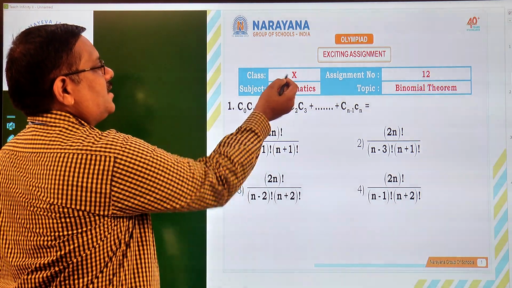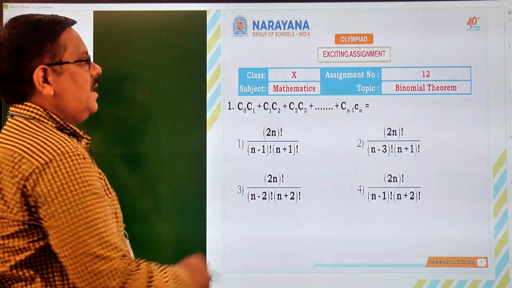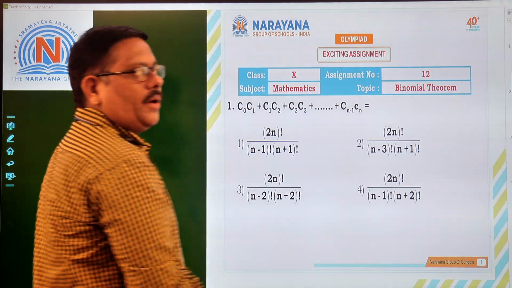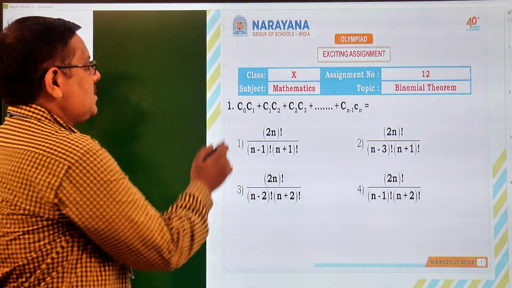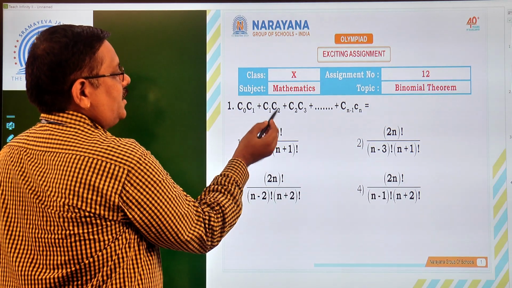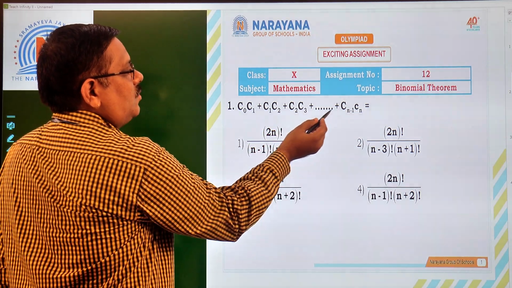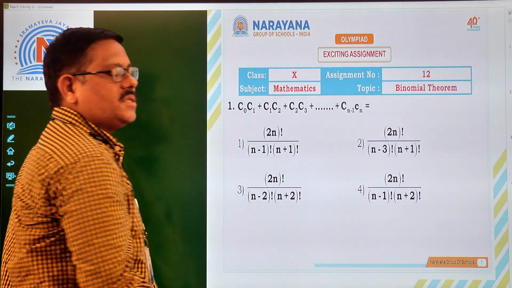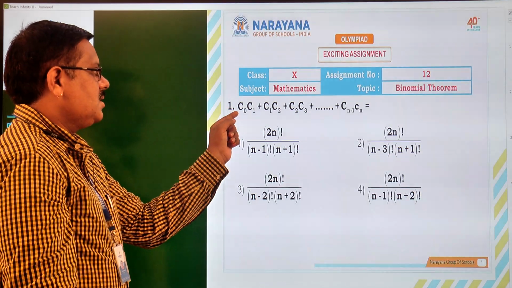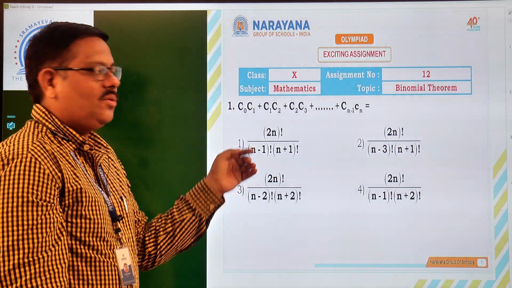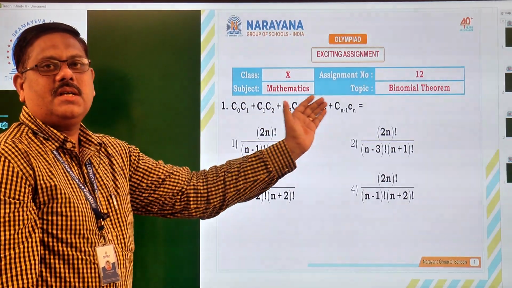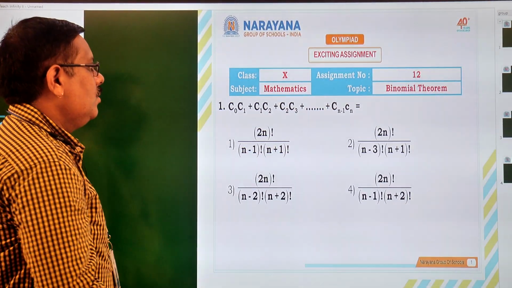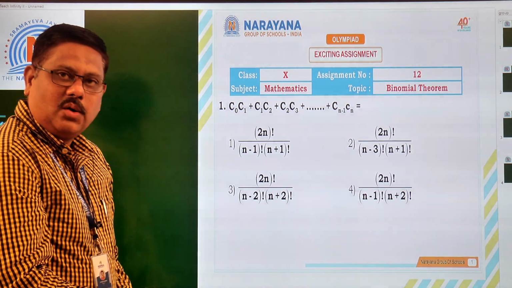Today for class 10 students, we are going to discuss assignment number 12 on binomial theorem. Okay, now let us see the first question. C0 C1 plus C1 C2 plus C2 C3 plus so on plus Cn minus 1 Cn is equal to. What are these? C0 is nothing but nC0, C1 is nothing but nC1. Similarly nC2, nC3, nCn, and so on. So these are the binomial coefficients.